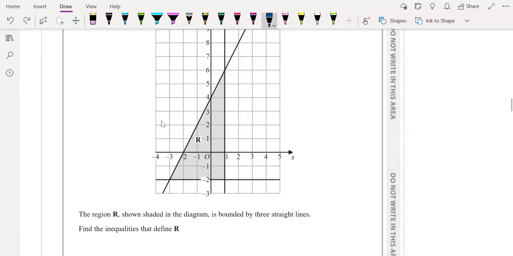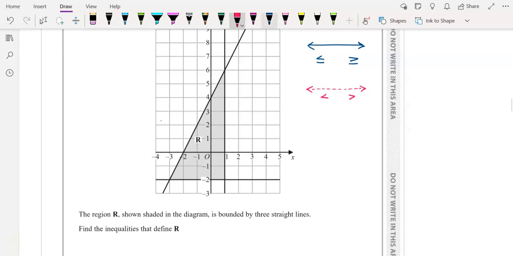Okay, so the first thing you have to notice is the 3 lines are all solid lines. Whenever you have solid lines, your inequality will be either less than or equal to or greater than or equal to. And if your line is a dashed line, then your inequality is either less than or greater than. Now in this case, since we have all solid lines, all 3 inequalities will have the equal to sign.